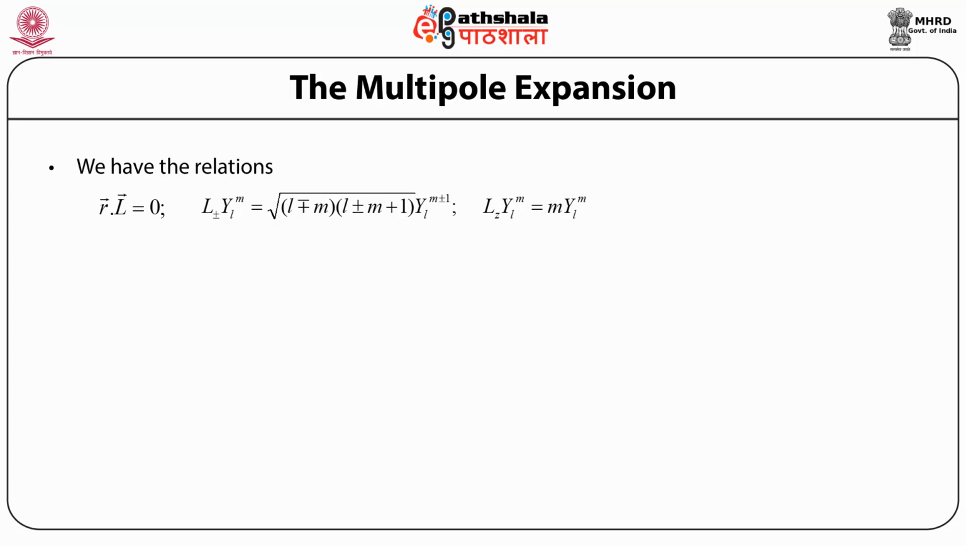Lz Y_LM equals M Y_LM, and the commutation relations L² L vector equals L vector L², and L vector cross L vector equals i L vector, and L_j ∇² equals ∇² L_j.